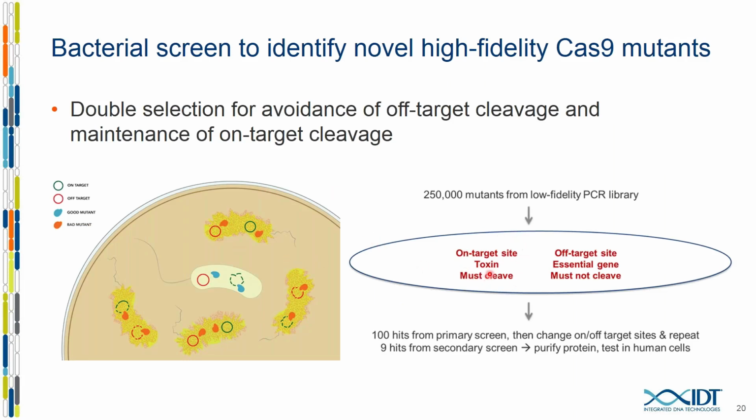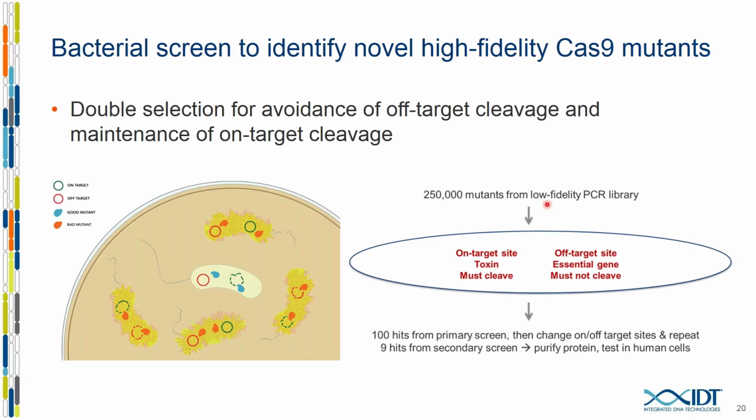In the first plasmid, you have an on-target site that you must cleave to avoid the expression of a bacterial toxin that's present. So you have to cleave this plasmid if you are to survive. And then on the second plasmid, you have an off-target site, a known problematic off-target site for this guide, and an essential gene that the organism needs to survive. So you have to avoid cleaving this plasmid and successfully cleave this plasmid.